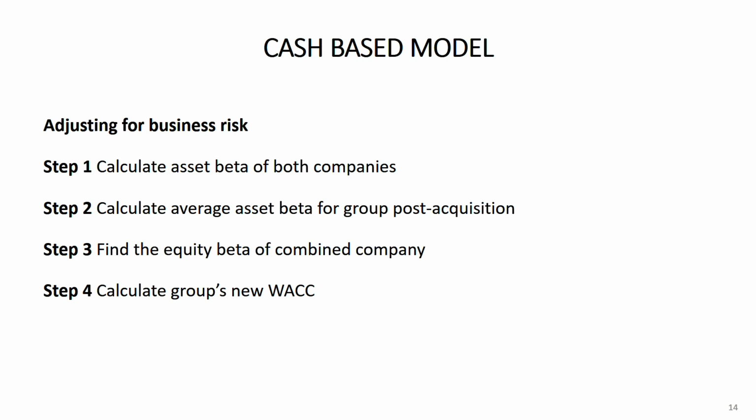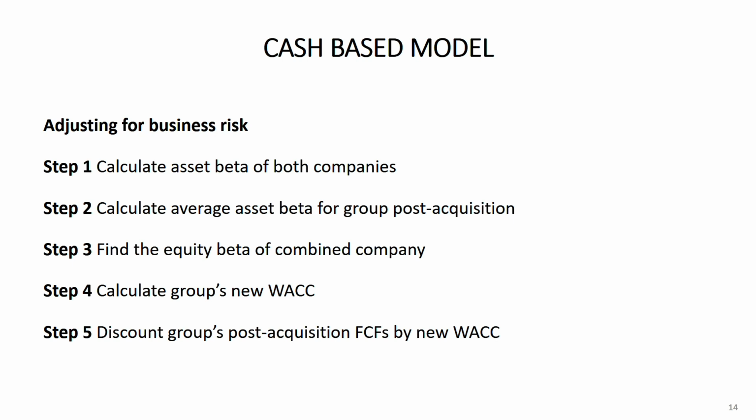Right? Then what happens? We need to find that new WACC for that group. Why? We have to discount it. We need a discounting factor. If we don't discount, how will we find the present value? And we have to find the present value.